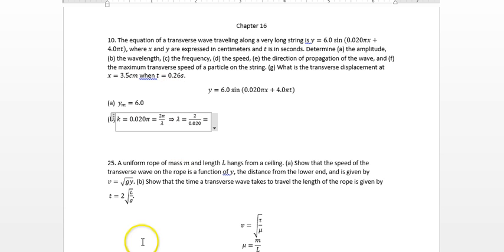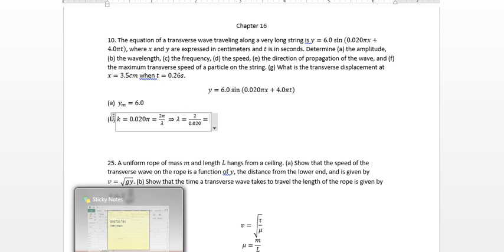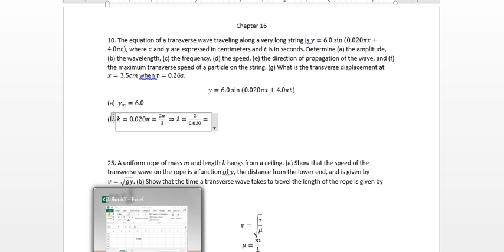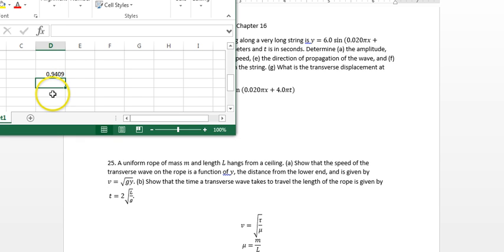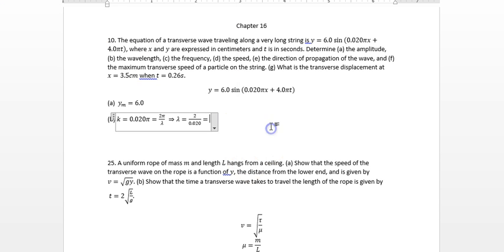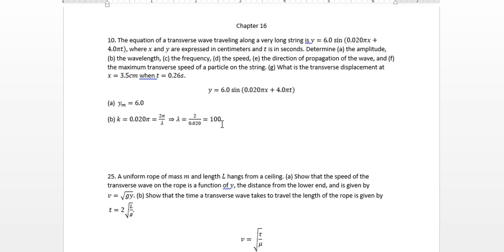I should be able to do this in my head, but I'm going to be lazy. 2 over 0.020 equals 100. Yes, got there. So the wavelength is 100. I'm going to presume this is in centimeters, since our x and y are expressed in centimeters. Okay, 100 centimeters. All right, put our units here, 6 centimeters.